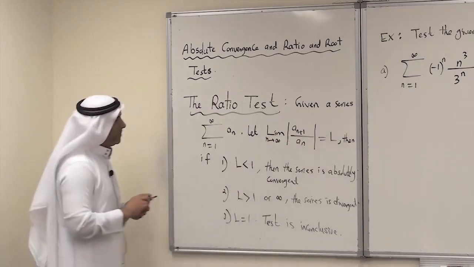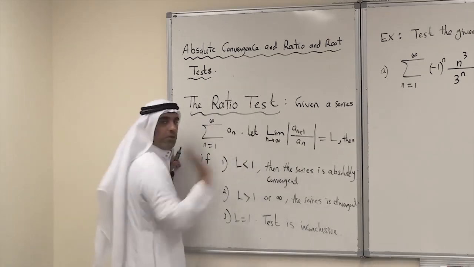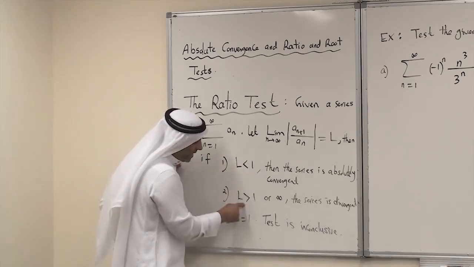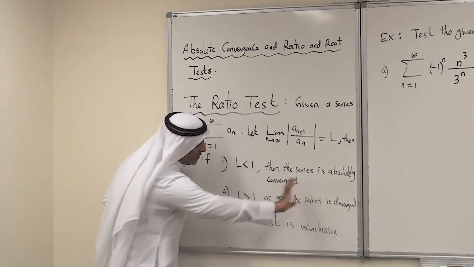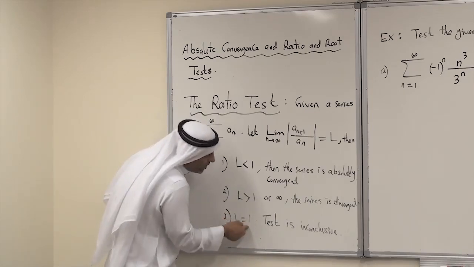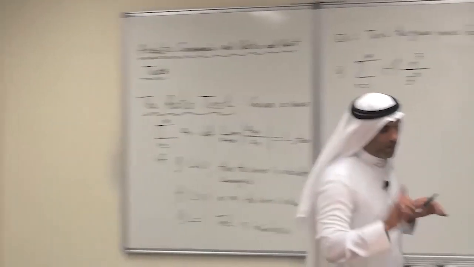Then, the conclusion. If this number L is less than 1, for sure this series is absolutely convergent. If it is greater than 1, the test says, or infinity of course, then the series is divergent. If it happens to be equal to 1, then we have no conclusion. The test is inconclusive. Okay?